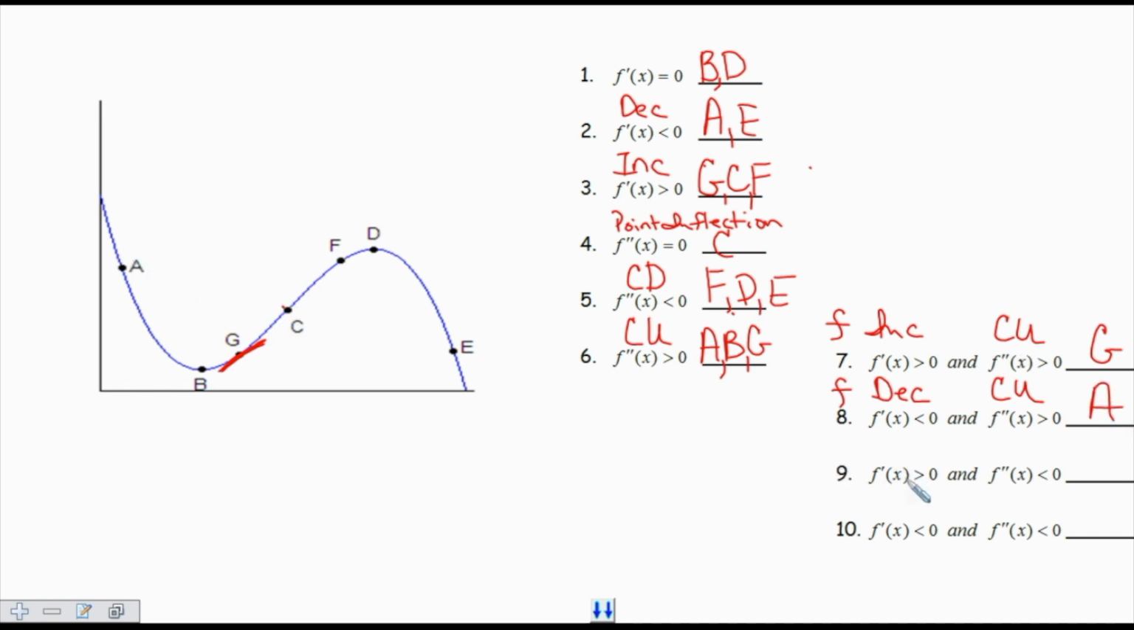Number 9 is increasing and concave down. There's your concave down section right there. And F is going to be the point where you're increasing. This one is decreasing and concave down. So here's concave down, and that's your point of inflection, increasing, 0, and that's your decreasing, so that's E.